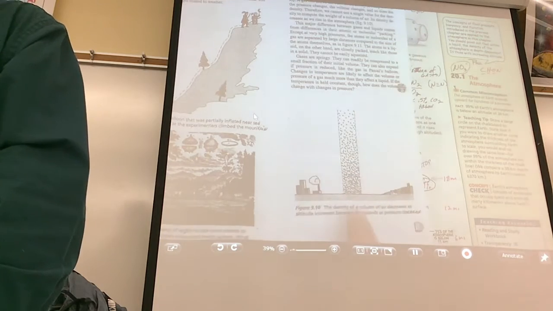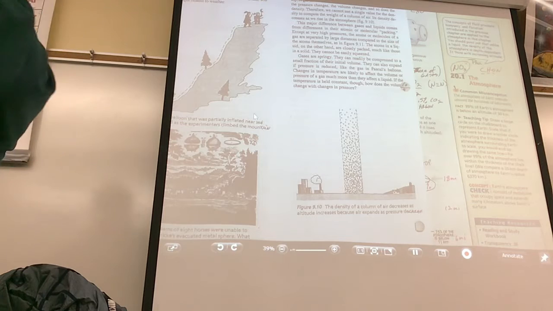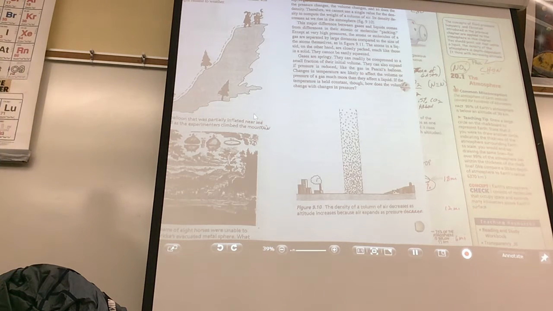This picture here is so telling because if I had a block of wood, it would have about the same density throughout the whole block of wood. If I had a column of water, it would pretty much have about the same density everywhere you go. But look at air. What about a column of air?